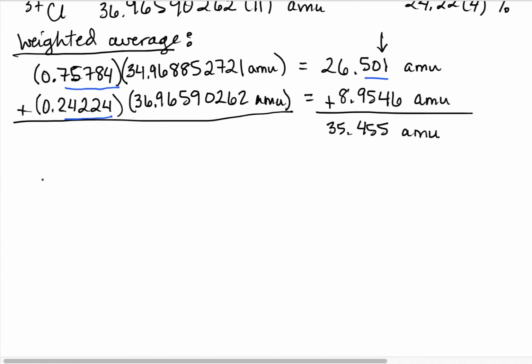Let's try another one. Let's look at silver. Silver has elemental symbol Ag, which you should start learning. So go ahead and pause the video, go over to Web Elements, click on it and find the isotope information, and try calculating the percent abundance.